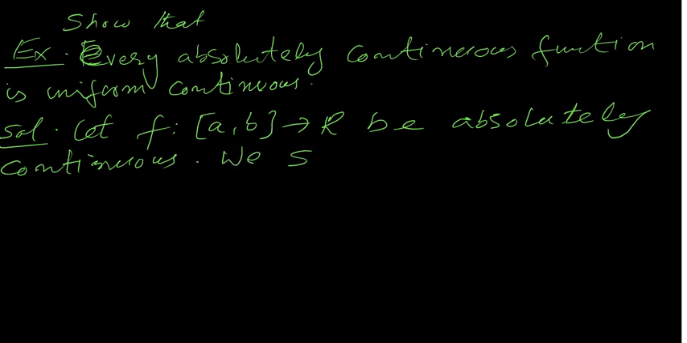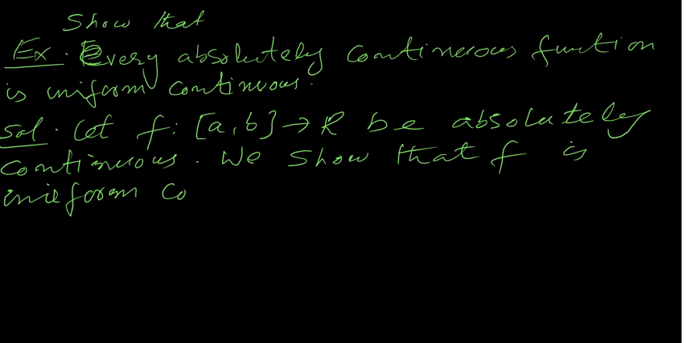We show that f is uniformly continuous. So for this we need to show that for each epsilon positive there is a delta positive, such that for any two points x and y in the interval AB, mod of x minus y less than delta implies mod of f x minus f y less than epsilon. So let epsilon be any positive number. We have to find delta.